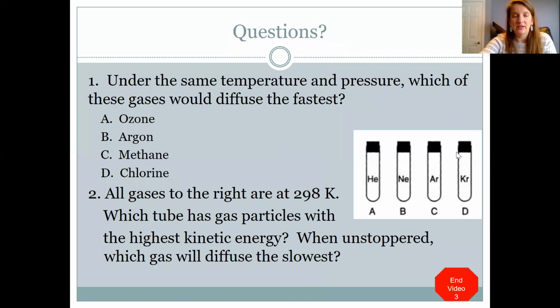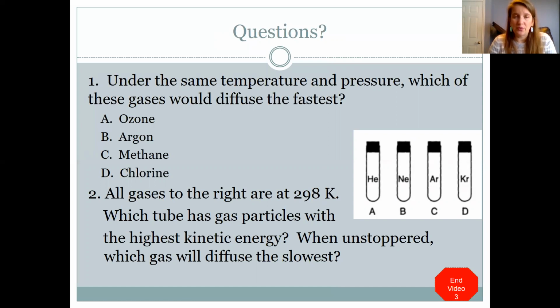So let's look at these two questions. First one, under the same temperature and pressure, which of these gases would diffuse the fastest? So if we're talking about speed and they're at the same temperature, now remember from the kinetic molecular theory, the temperature is a measure of the kinetic energy. So if they're at the same temperature, that means that they have the same amount of energy. So the one that's going to diffuse the fastest is going to be the lightest particle. So you want to look at their molar masses.